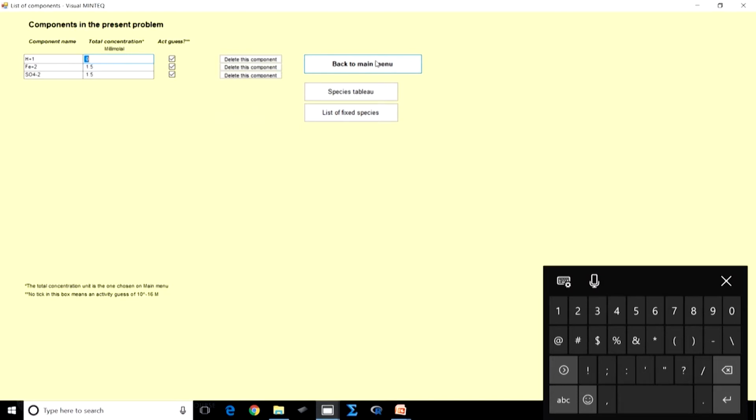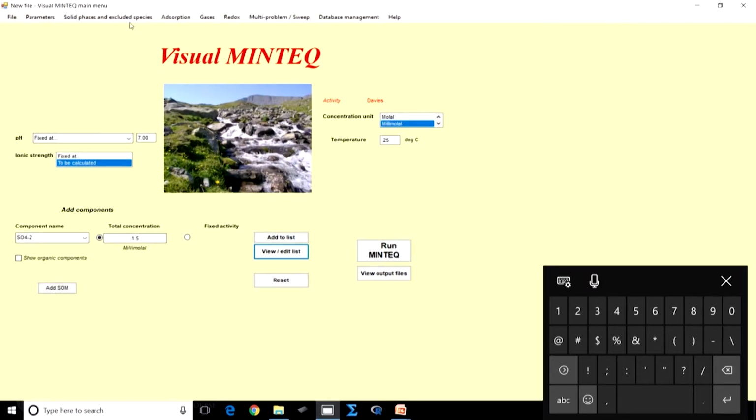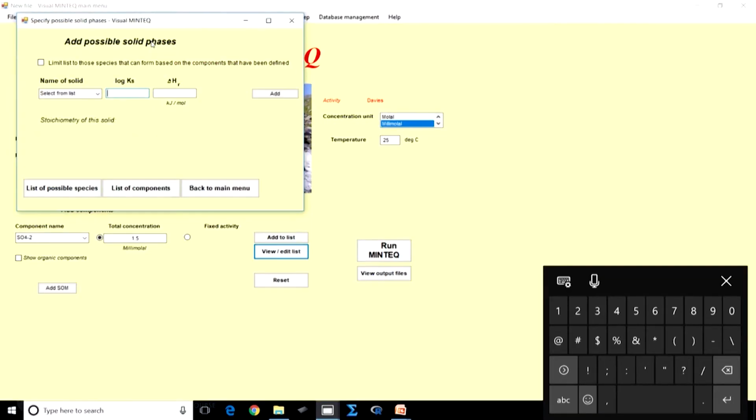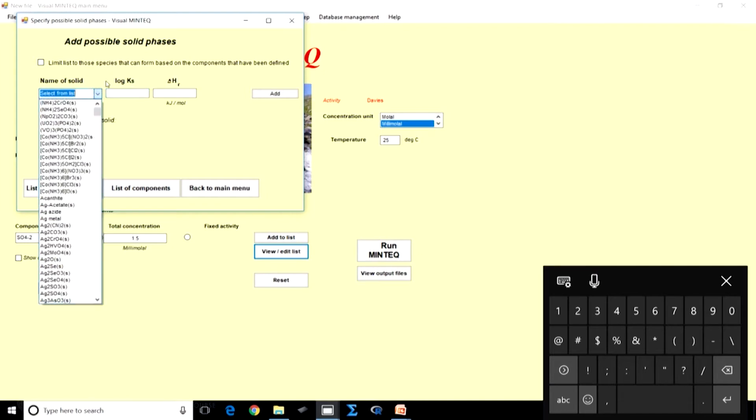Okay, and I am going to go back to the main menu, and here I am going to put in a few aspects that might not be remarkably apparent. What I am going to try to do now with Visual MINTEQ is specify that precipitation is feasible, right? How do I do that? I need to specify possible solid phases. So here Visual MINTEQ gives an option to add possible solid phases. So I can add multiple solids, right?